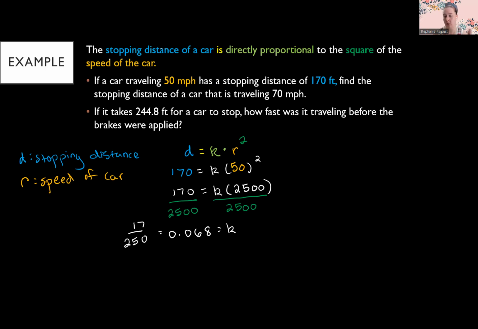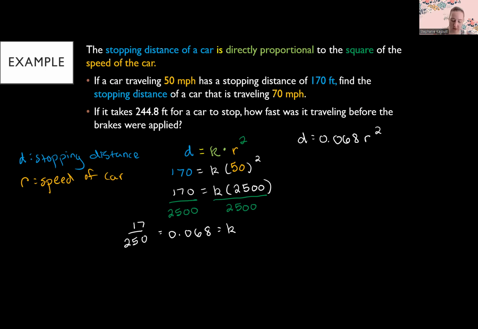So we now need to do the part after the comma. It says find the stopping distance of a car that is going 70 miles per hour. So now they're giving us another R, 70 miles per hour, and we are finding D. So we are finding the stopping distance. So I have my equation, which is D equals 0.068 R squared when you actually plug in your value for K.